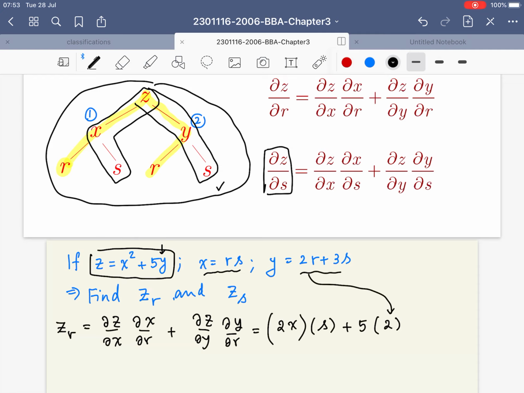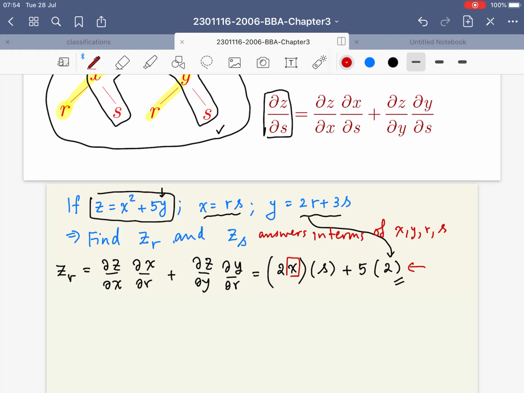Okay, and here is a good final answer. Usually in our problem, we will indicate pretty clearly that you are going to give your answer in terms of x, y, r, s. So you don't need to plug in your x into the r and the s again. This is why we use the chain rule. Otherwise, we are not going to use it. We need to simplify the problem. So here is a good looking final answer already.